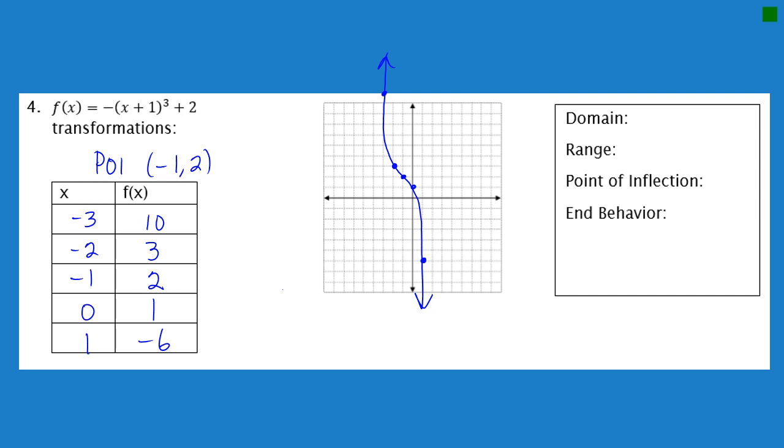And now we can answer these questions. Domain and range are all real numbers. Point of inflection we discussed is (-1, 2). And then the end behavior, as x goes to the right, y is going down. And as x goes to the left, y is going up.